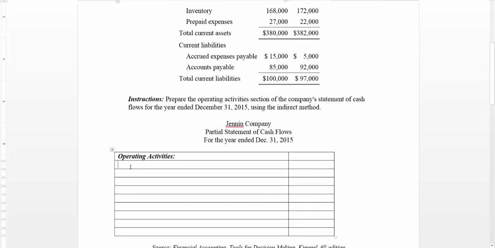The first thing we do is put net income, and that's given as $153,000. Then we're going to adjust net income for all of the things that affect our accrual basis net income differently than cash. So we're going to say adjustments to convert net income to cash.